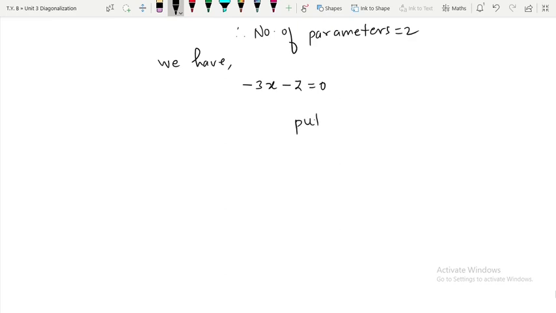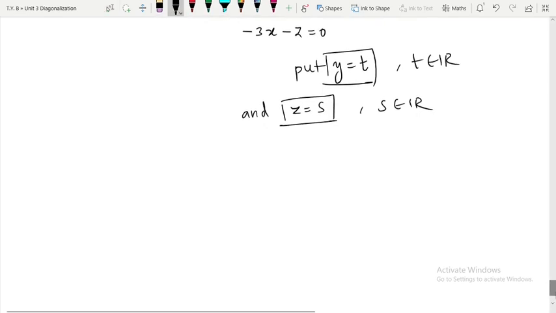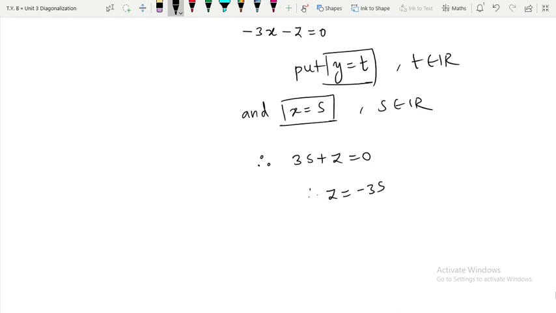So I will put y equals t, where this t belongs to R, okay, and z equals, I will put s, where this s is also a parameter. So therefore what will be your value of x? Or shall I put the parameter for x? Yes, it will be better, right? So I will go for x, put x equals s, where s belongs to R. Therefore you will have 3s plus z equal to 0, and therefore z will be equal to minus 3s.